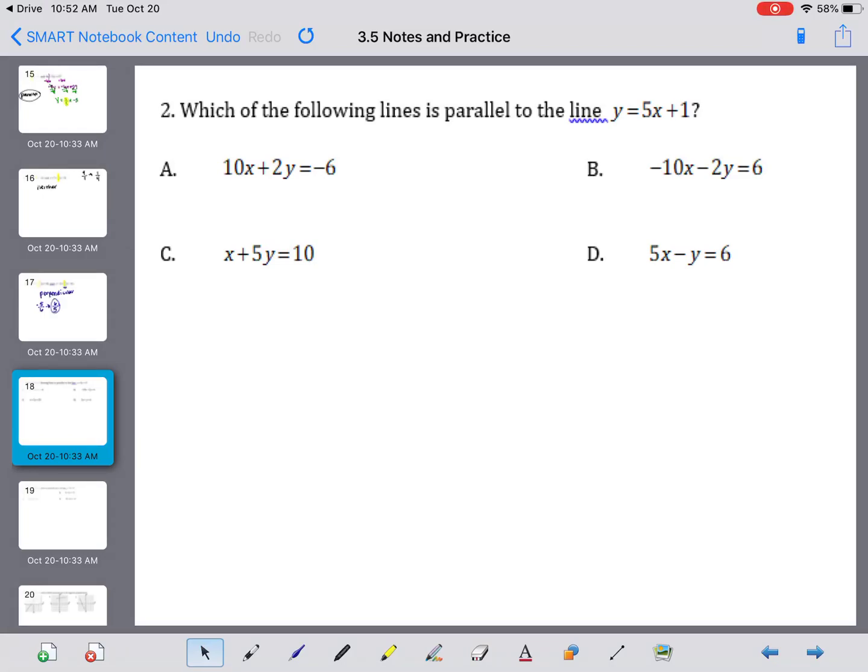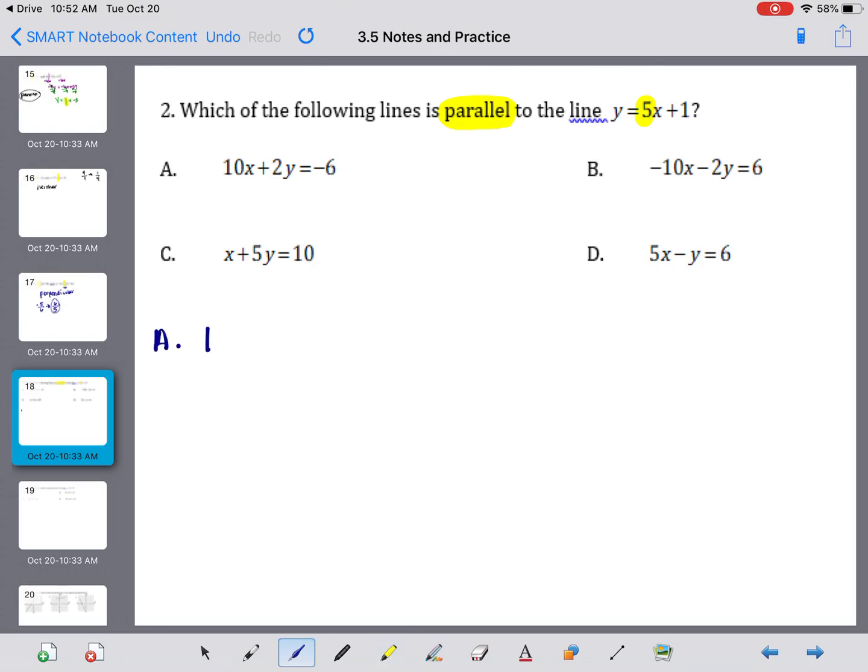If we take a look at 2, it says which of the following lines is parallel to the line y equals 5x plus 1? Well, just like we did in the notes, we're going to solve each of these equations for y to see which one gives us the same slope. We're going to see which one gives us the slope of 5. So we solve the first one.